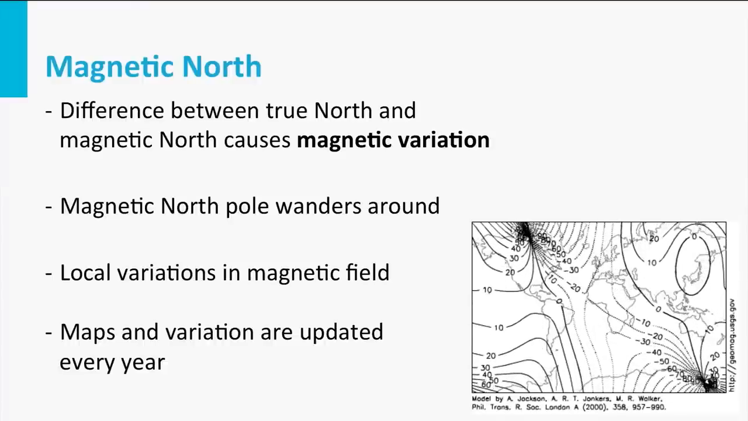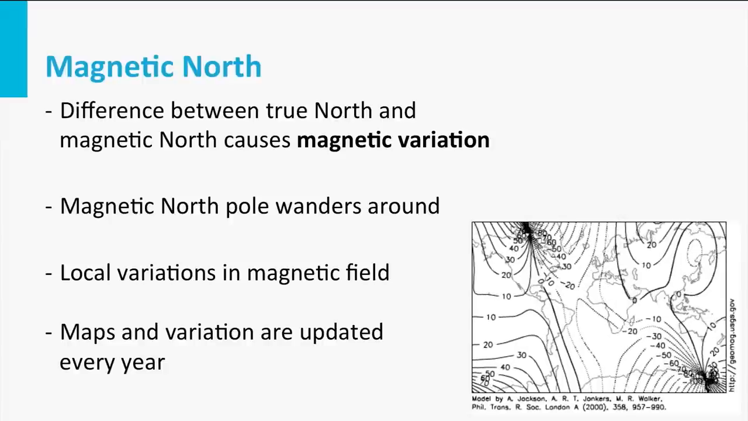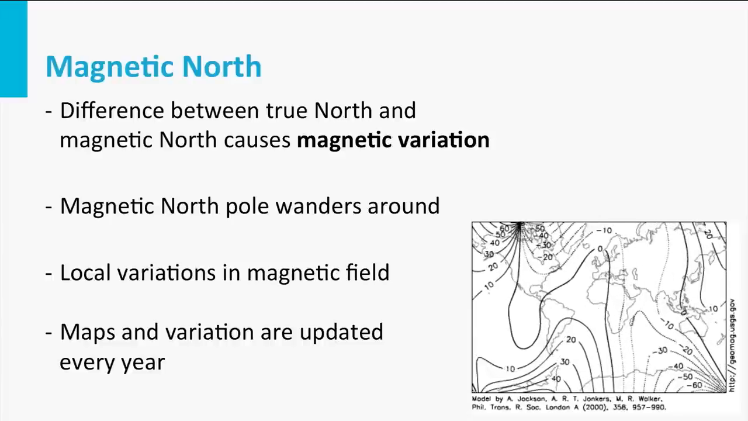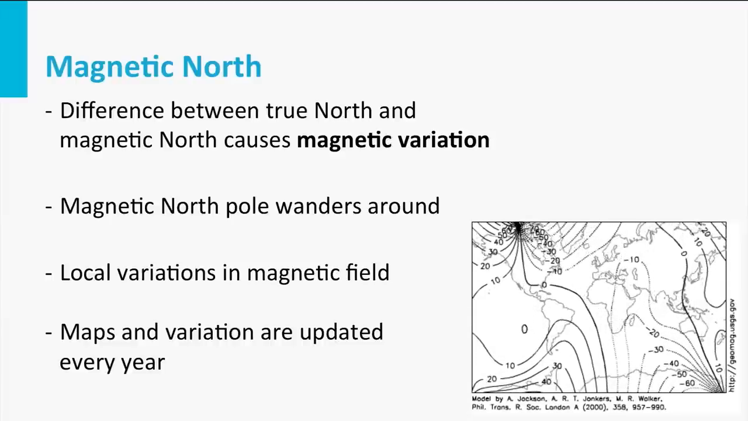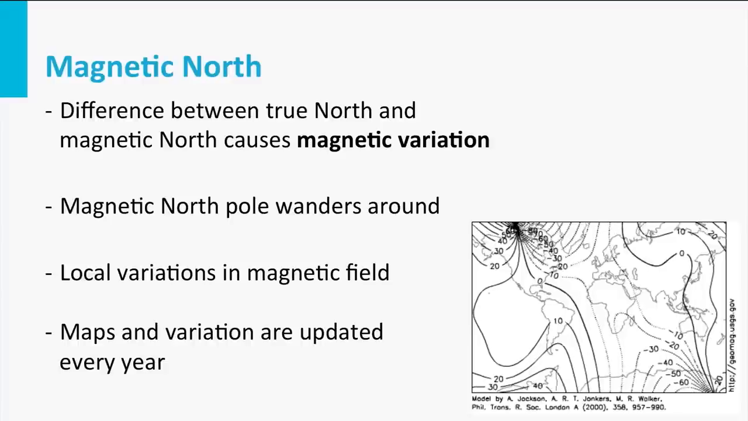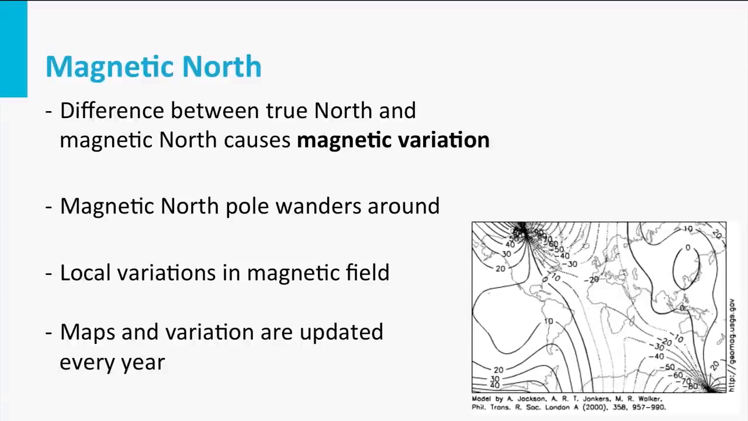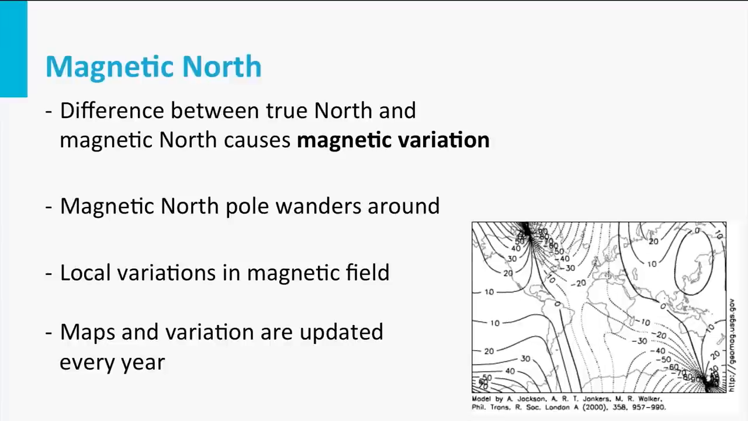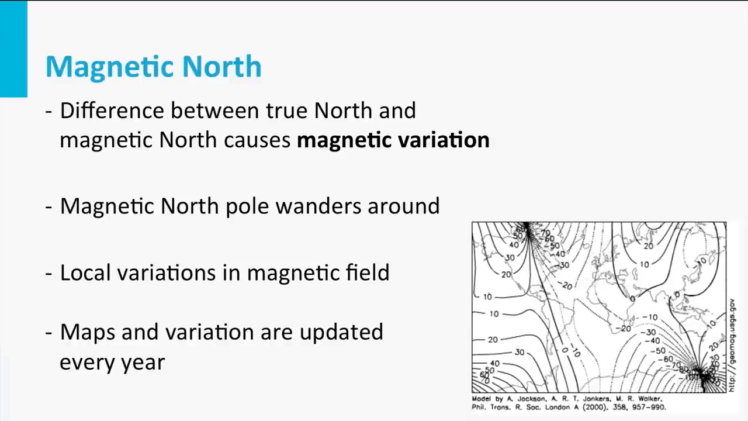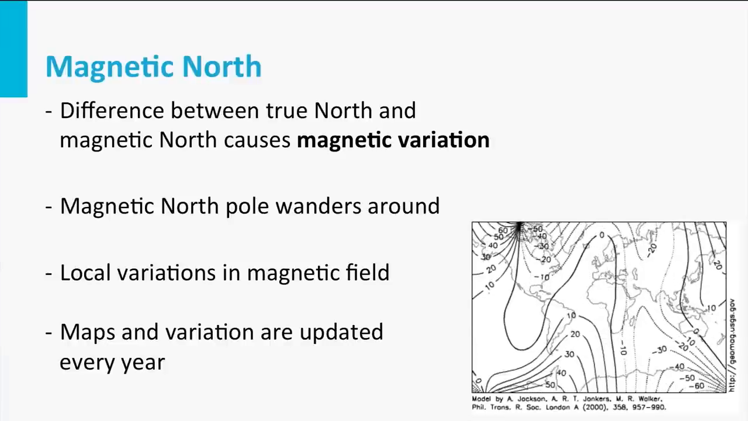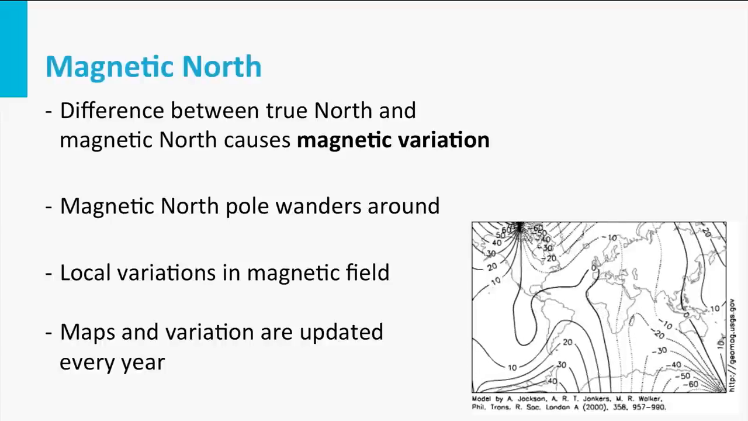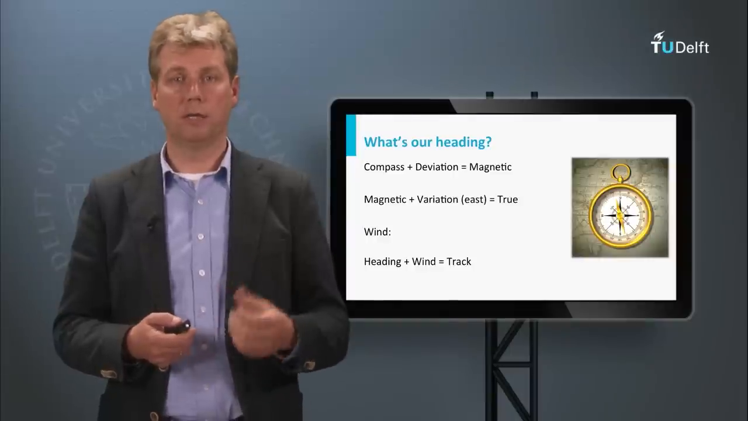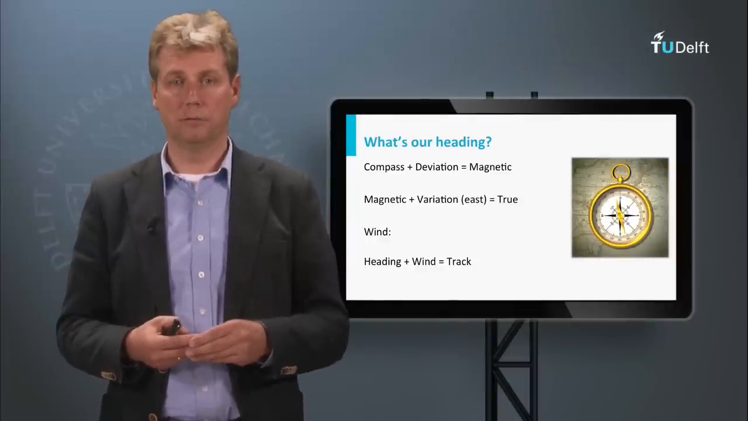Every year, it's not per day, but every year it is updated, so you have the latest information, and then for a year we use the same variation. And also the amount of iron in the core determines local variations, and all these patterns and this iron in the crust means that there are different variations in different locations. And of course, just like with the altimeter, there is an instrument error. The instrument error is called the deviation.